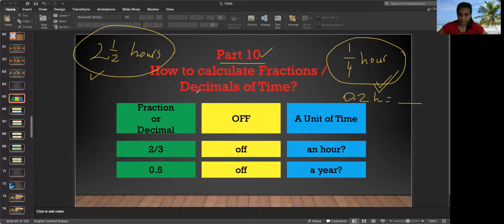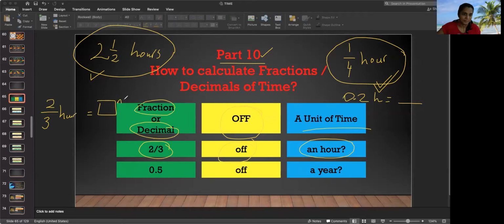Usually the questions are always phrased in a certain way. They will give you a fraction or decimal of a unit of time. That's how the pattern will be. For example, here you have a question, 2/3 of an hour. In your book, you will probably see the question 2/3 hour, and then they would put in a dash and a square and ask how many minutes that is. This is how your question would look on the book or any worksheets.